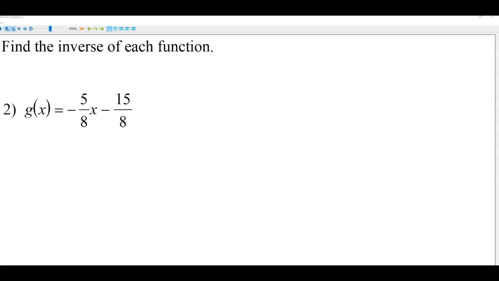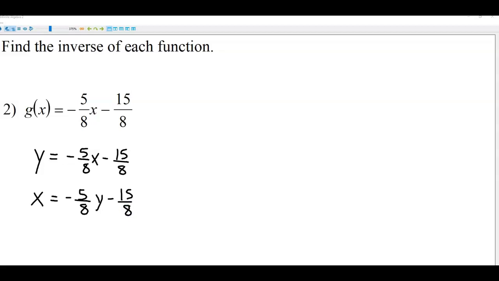You can find this in lesson 10.1. First thing you do is replace the g of x there with a y. The next thing you do is you switch the x and the y around. And that's what makes it an inverse. But now we're going to get the y by itself.